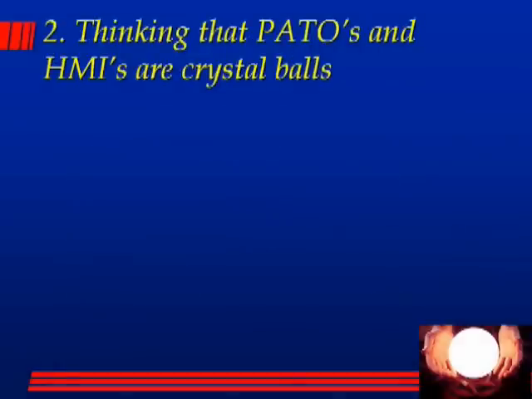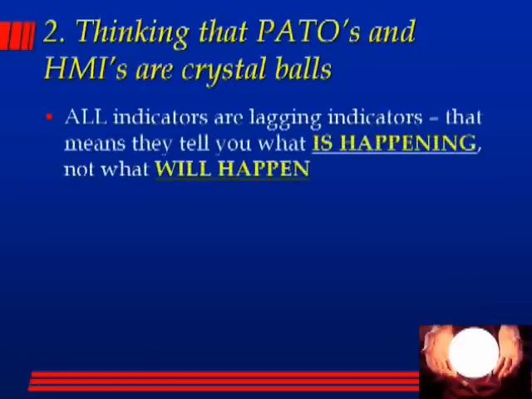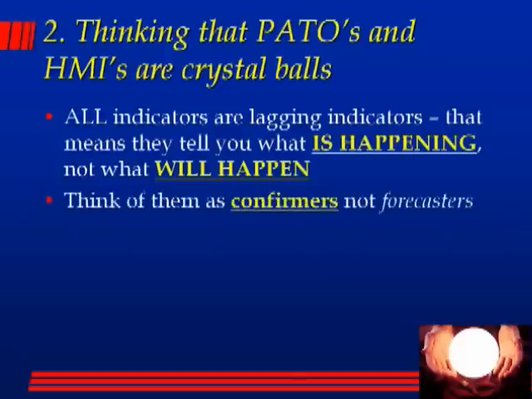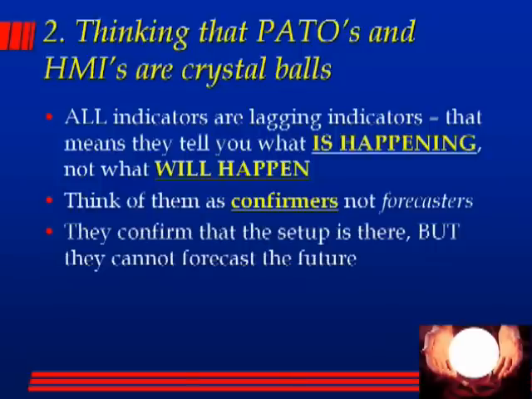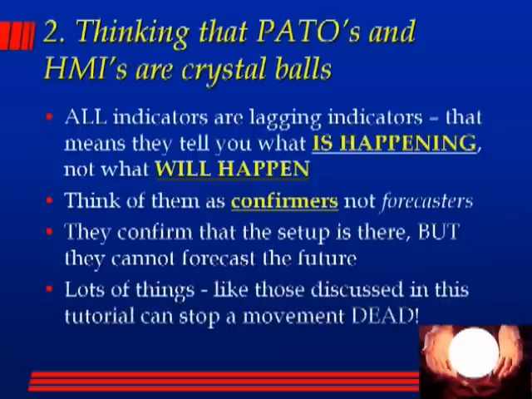Number 2, thinking that the PATOs and the HMIs are crystal balls. All indicators, including PATOs and HMIs, are lagging indicators. That means that they tell you what is happening, not what will happen. You should think of them as confirmers, not forecasters. They confirm that the setup is there, but they cannot forecast the future. Lots of things, like the things we're going to discuss in this tutorial, can stop a movement dead.